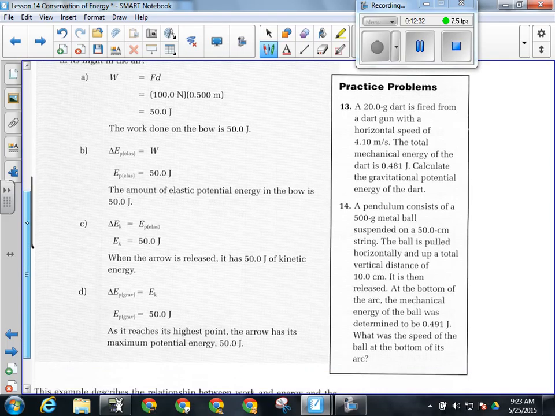Okay. I want you guys to try number 13. And watch for this trick here. Our mass needs to be in kilograms. So how many kilograms is 20 grams? Nope, 0.02. 0.2 would be 200 grams. There's 1,000 grams in a kilogram. So if there's only 20 grams, there's 0.02 kilograms.